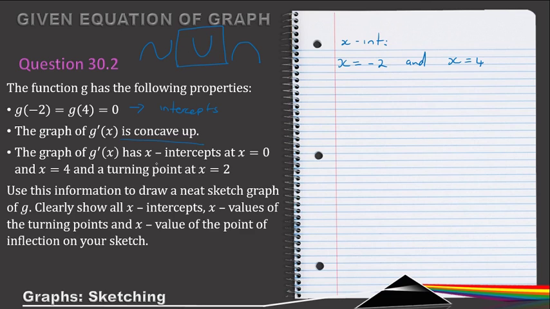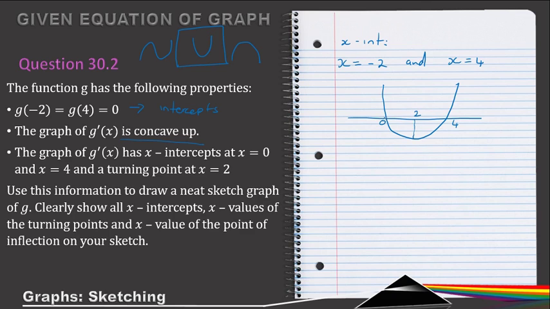Then the graph of the first derivative has x-intercepts at x equals 0 and x equals 4 and a turning point at x equals 2. Okay, so let's actually now just draw that a bit better. It looks like this. It's concave up, and its x-intercepts are at 0 and at 4, and its turning point here is at x equals 2.